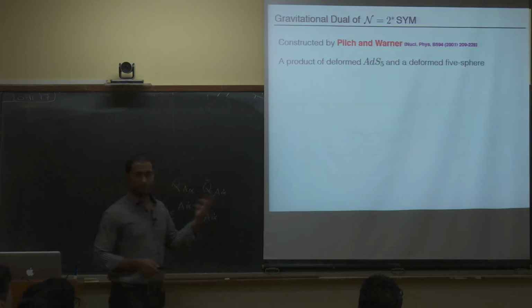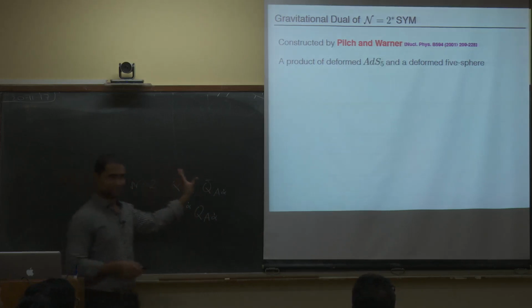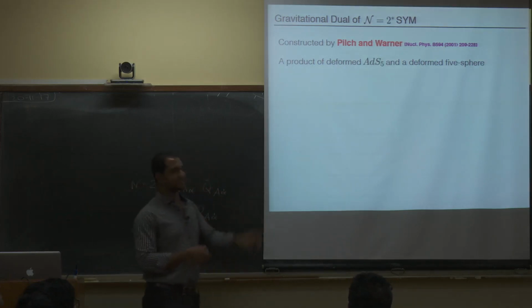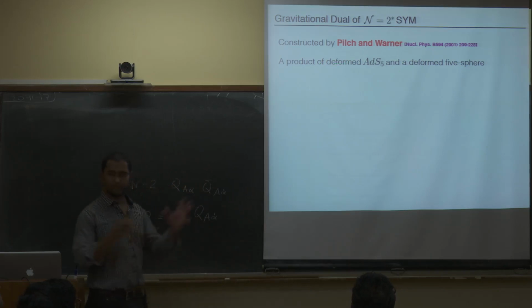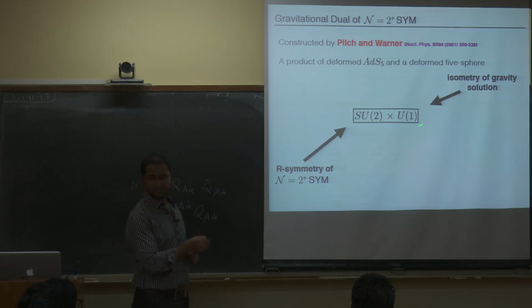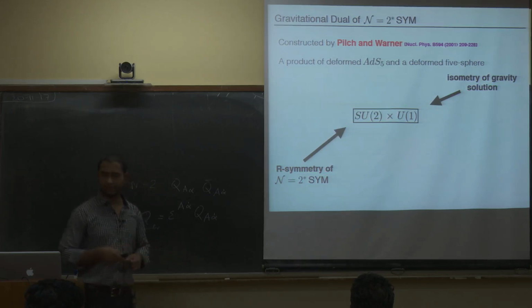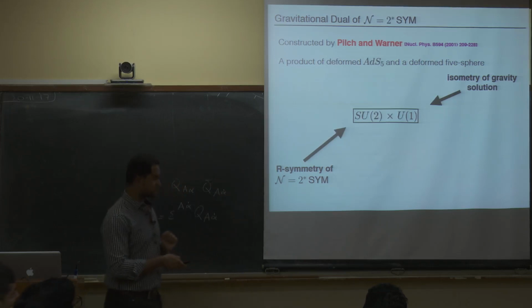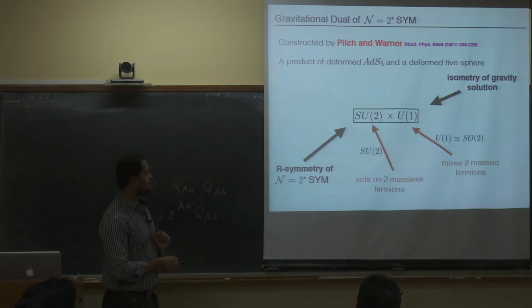Now let's talk about this gravitational dual. I am not an expert on gravitational duals. The dual was constructed by Pilch and Warner. There is this Pilch-Warner geometry. It's a product of a deformed AdS5 and a deformed five-sphere. It has this isometry group given by SU2 cross U1. This is also the R symmetry of the N=2 star theory, like Shiraz asked. So we can identify this as a symmetry group. This SU2 acts on two massless fermions, and U1 mixes the two massive fermions.